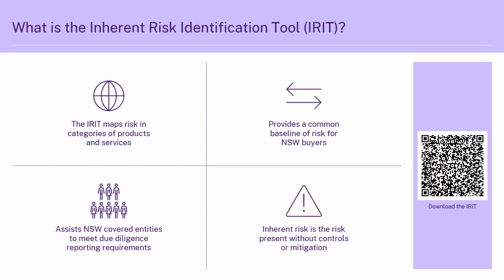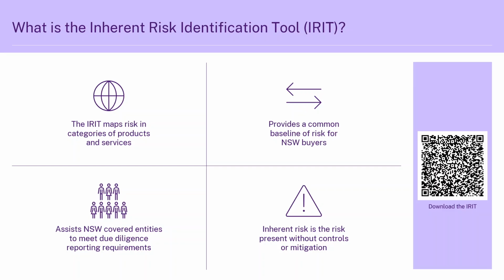Inherent risk is a risk present in the absence of controls or risk mitigation efforts. The IRIT maps risk to help covered entities identify inherent modern slavery risks in the categories of products and services they may procure, enabling them to take reasonable steps and to meet their due diligence reporting requirements.